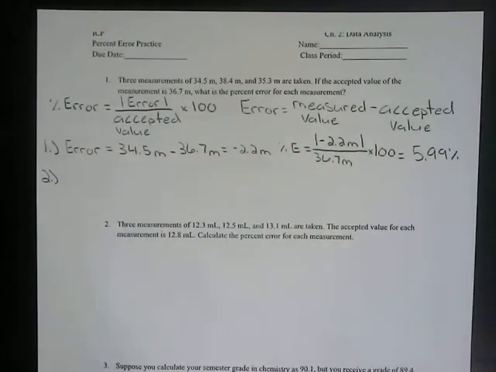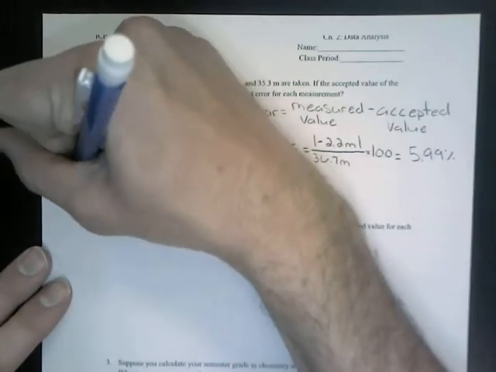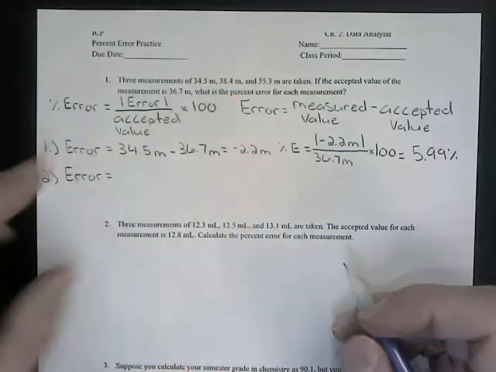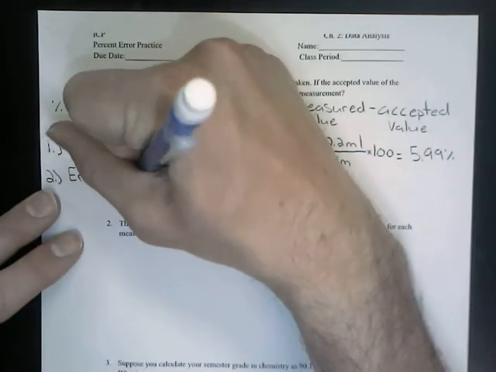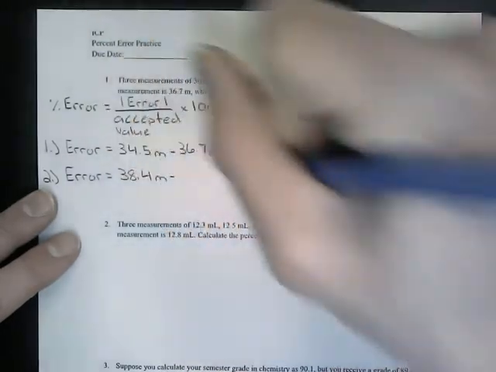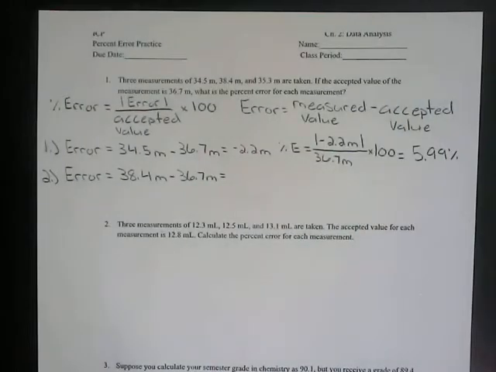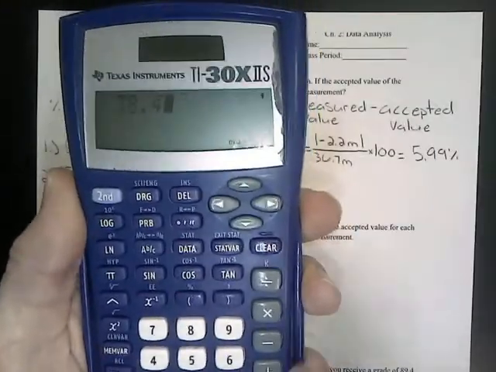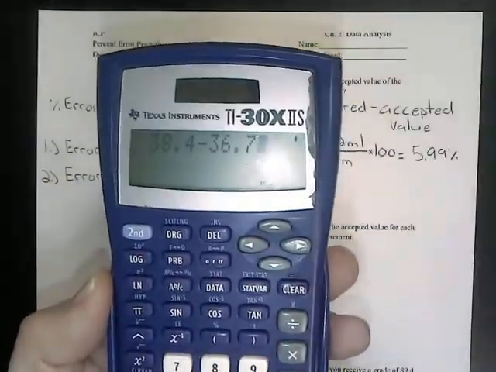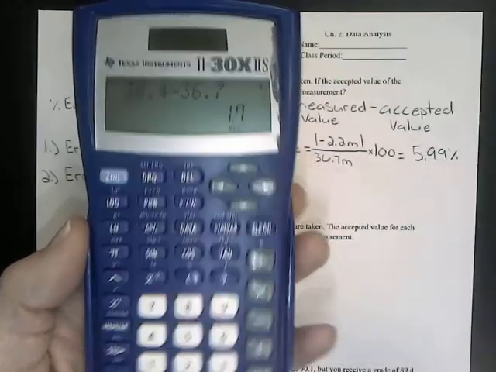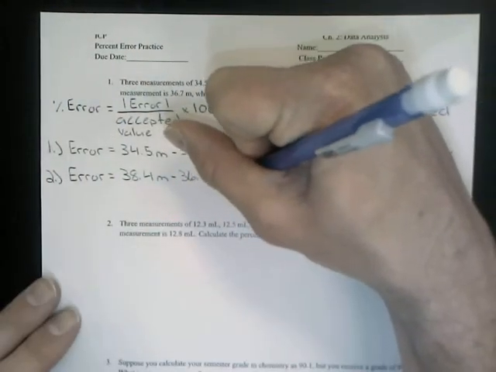Now, we need to do the same thing for measurements 2 and 3. So for measurement 2, we start out with the error. And to calculate the error, you are going to take the measured value of measurement 2, which is 38.4 meters. We put 38.4 meters minus the accepted value, which is still 36.7 meters. And we find that error. So we do 38.4 minus 36.7. We press enter. We get an error of a positive 1.7 meters.